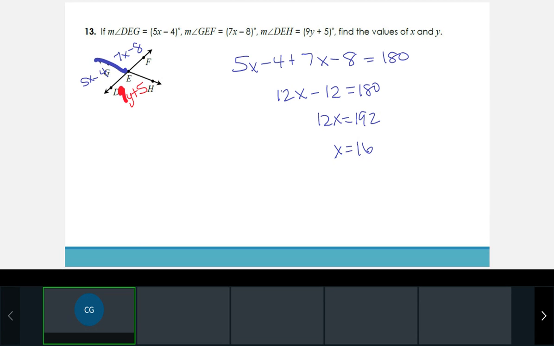Okay, so now that I know that x equals 16, I'm going to go back up here and plug in that 16. 7 times 16 minus 8. What do we get? 104. So this angle will also have to be 104 because we have vertical angles now. They're across from each other. So we can say that 104 and that 9y plus 5 have to be the same. Subtract 5 from both sides. Divide by 9. If you found it a different way, maybe you plugged in the 16 over here and then found the linear pair down here, that's fine too. You're going to get the same answer.